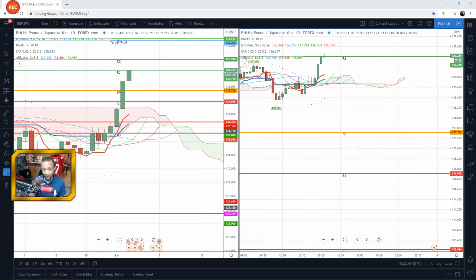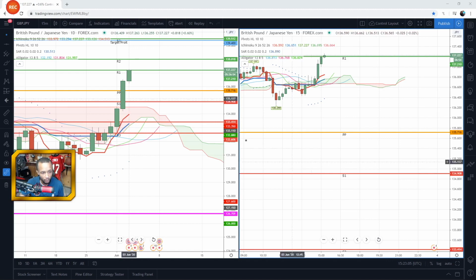I want to show you my 5 key factors you can use to find a perfect entry to get into a trade. I am currently analyzing GBP JPY, my favorite pair, my main pair. Of course, I've been trading this pair primarily for over 2 years now, so I'm very familiar with it, the ins and outs, the characteristics, the mannerisms and whatnot.